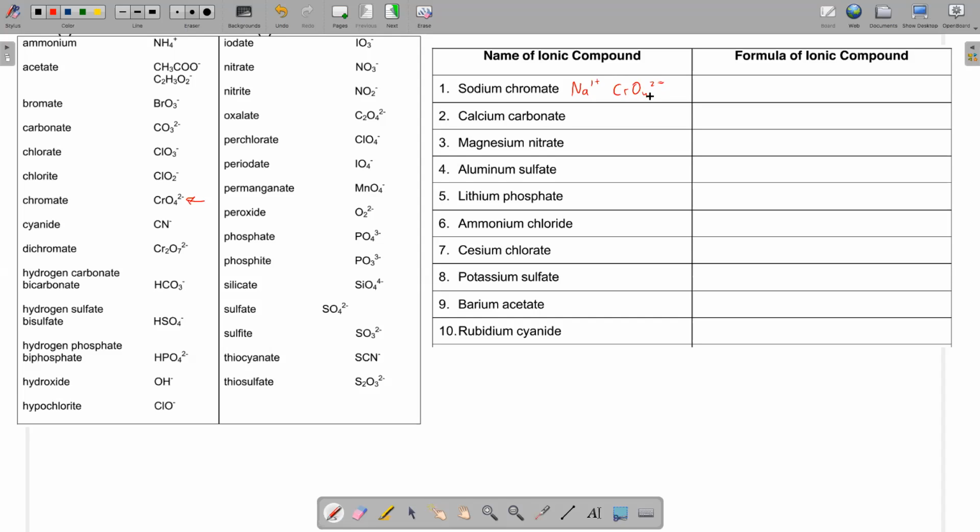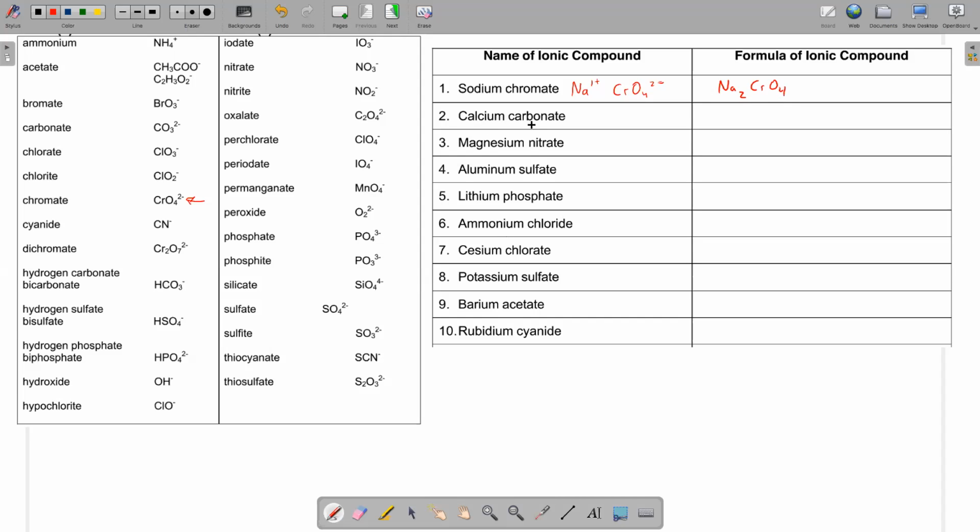Or you can do that cross-down method where the number of sodiums becomes the number of chromates and the charge for the chromate becomes the number of sodiums. So we're going to need 2 sodiums, and since sodium is monatomic, we can just write Na2, and then the CrO4, we only need 1 of them. So that's the correct formula for sodium chromate. 2 sodiums because the charge for chromate was 2, 1 chromate because the charge for sodium was just 1. So that's all you got to do for that one. We'll do the first 6 together. I'll leave the other 4 for you to do for practice.